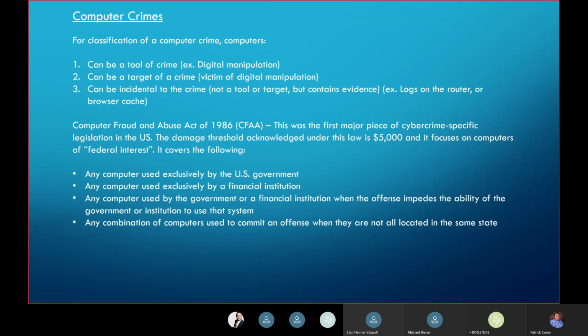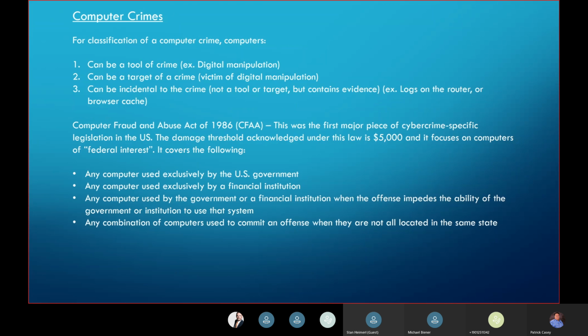The hacker could use the computer to hack someone. The hacker could use multiple computers, such as a botnet, to act as a crime, and then there can be tracking of what's going on on the sidelines, and that's where the evidence comes in for number 3 there.